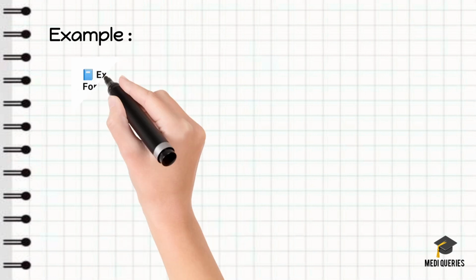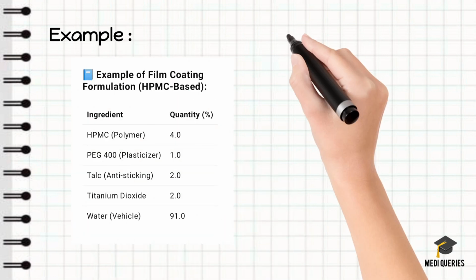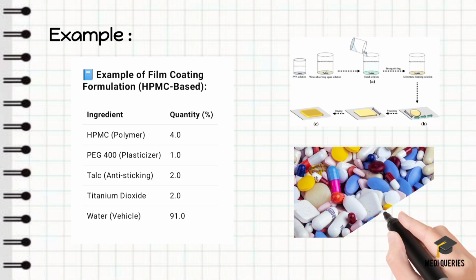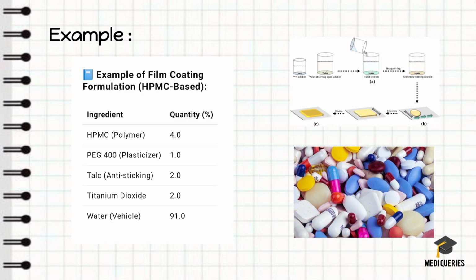Here I am giving one formula for the film coating formulation. This formula has HPMC, PEG, talc, titanium dioxide and water. Okay, this is the formula for the coating material.